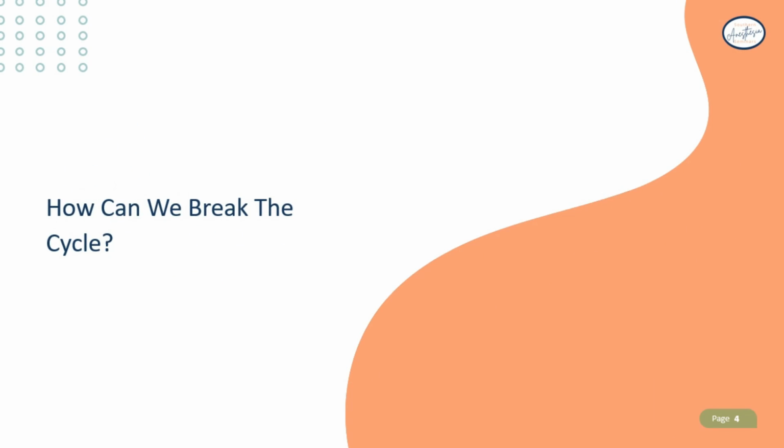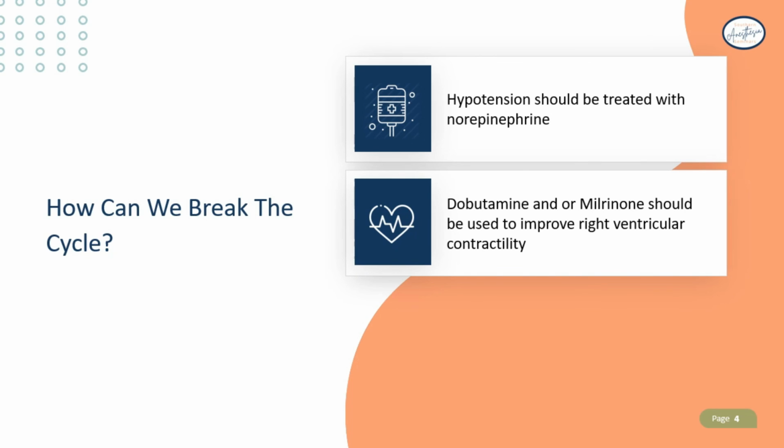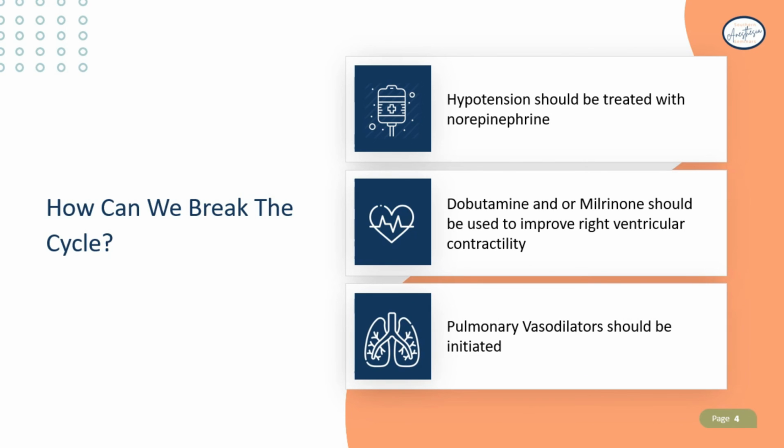So how can we break that cycle of right-sided heart failure? First, you want to start norepinephrine to treat the hypotension. Next, you want to start dobutamine and/or milrinone to improve right ventricular contraction. These two drugs can potentially dilate the pulmonary vasculature as well, which will reduce right ventricular afterload. And then you want to start pulmonary vasodilators.